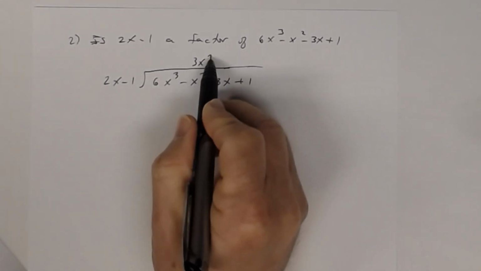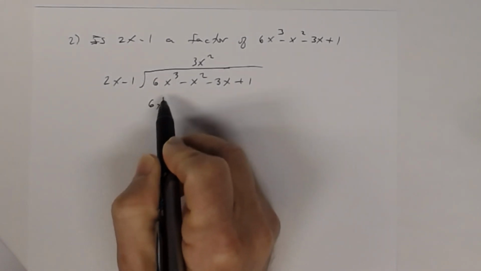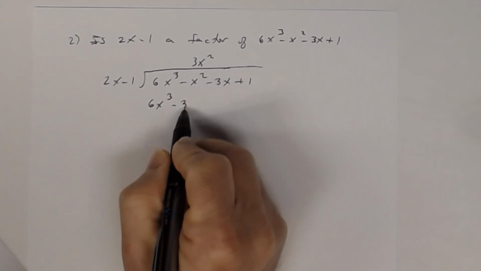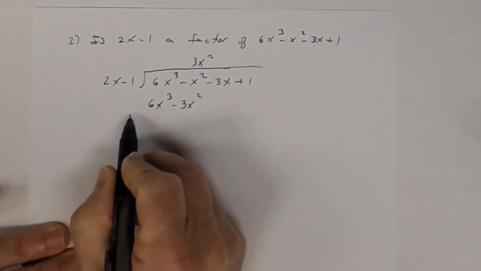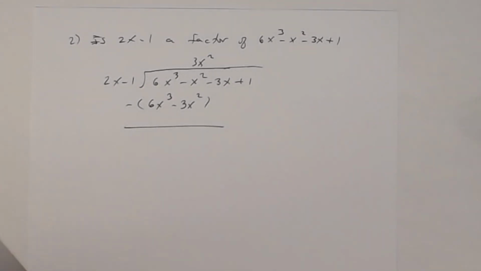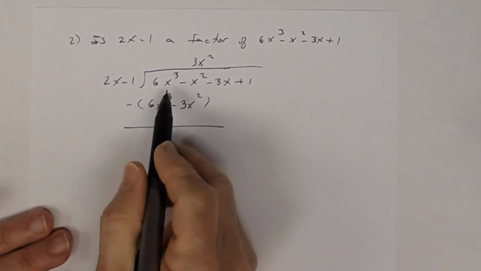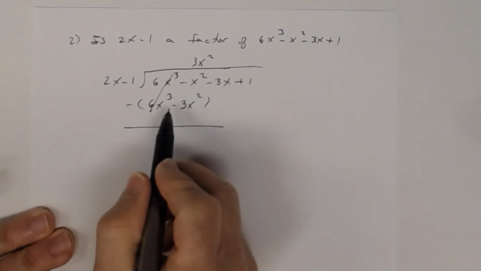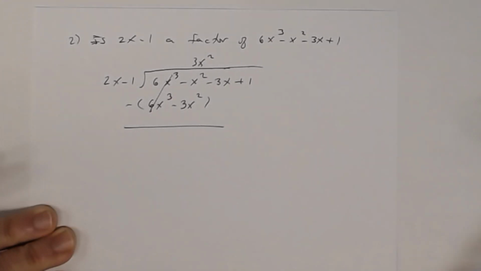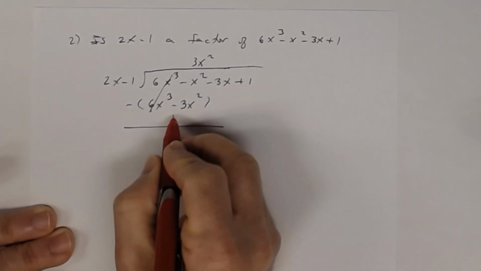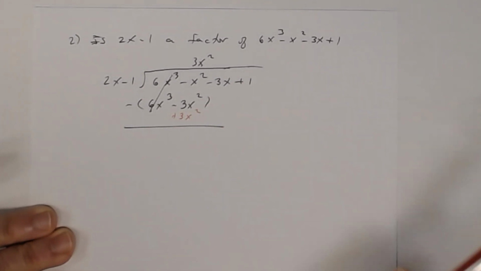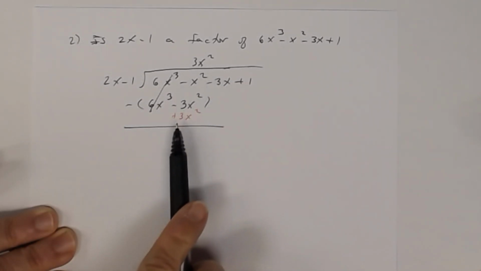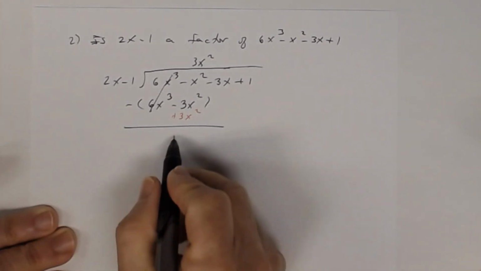So it goes here. 3x squared times 2x is 6x cubed. 3x squared times a negative 1 is a negative 3x squared. Now we're going to subtract. When I subtract, and if you have to rewrite it, you go ahead and rewrite it. But when you subtract, you have 6x cubed minus itself, that's 0. A negative x squared minus a negative 3x squared. Remember that subtracting a negative 3x squared means the same thing as adding 3x squared. So a negative x squared and 3x squared is 2x squared.